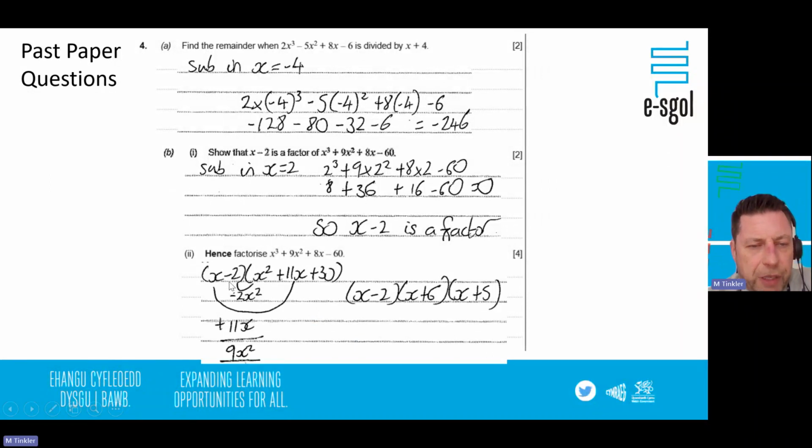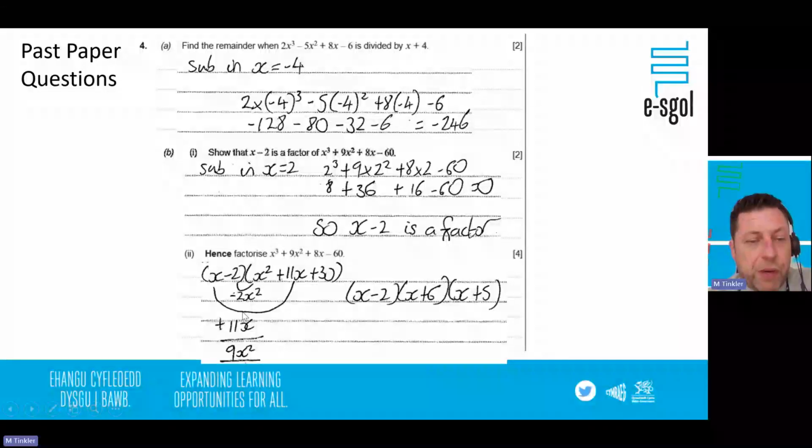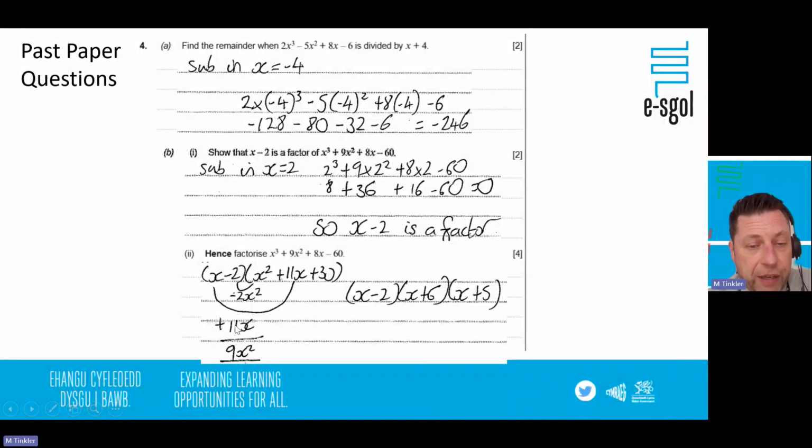So let's just check. Minus 2x squared, but I need to get to 9x squared. So I have to add 11. Now I've made a slight error here. I've said add 11x. It should have said add 11x squared. I wouldn't have been penalized for it, but for perfect notation, I should have put a squared on the end there. But that makes 11x in the middle anyway. That's the bit they're interested in marking.